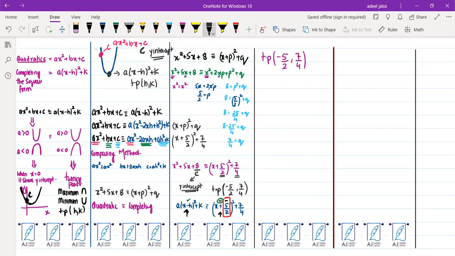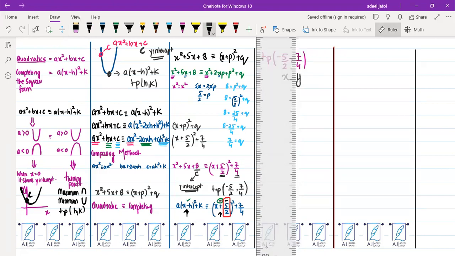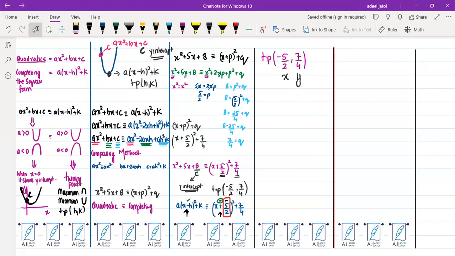Now this minus 5 upon 2 is representing x, and 7 upon 4 is representing y of the turning point. We know this 8 is the y-intercept. And since in a x squared plus b x plus c, a is greater than 0, the curve should be what? In the U shape. The curve should be in U shape.